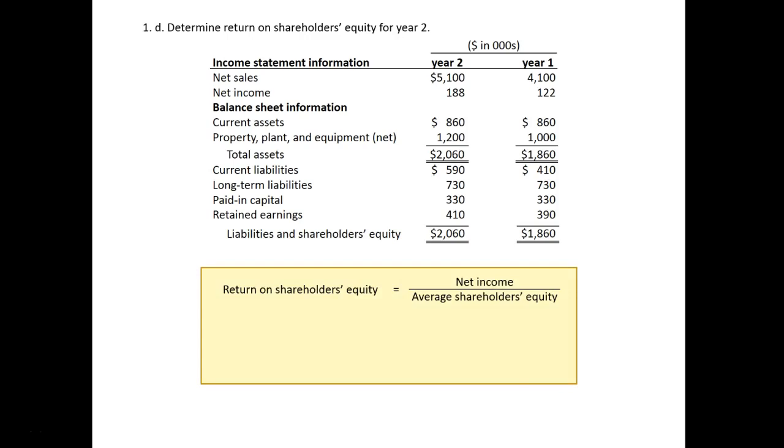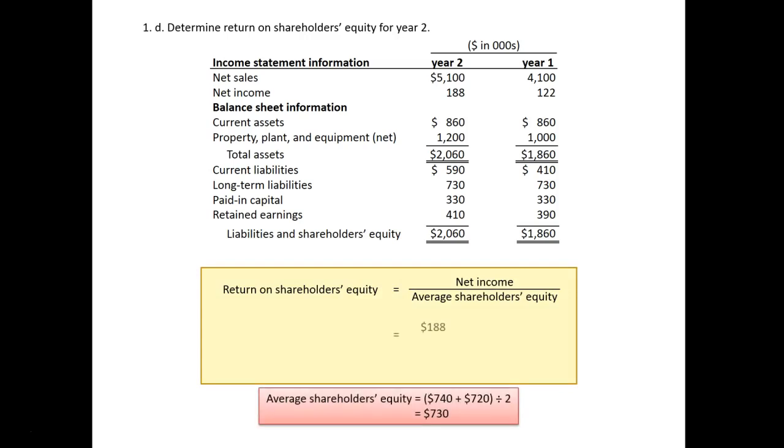Last, our return on shareholders' equity is going to be our net income divided by our average shareholders' equity to give us 25.71%.